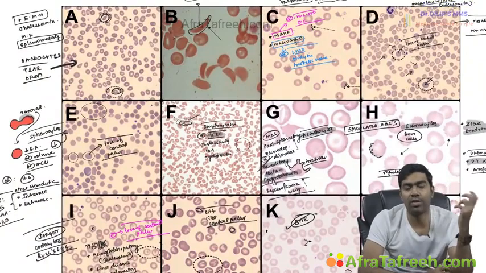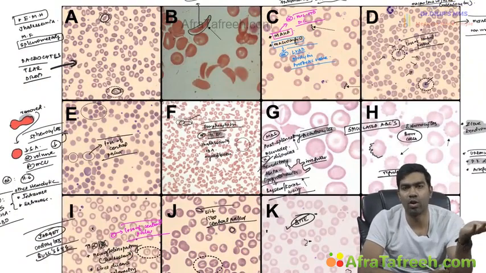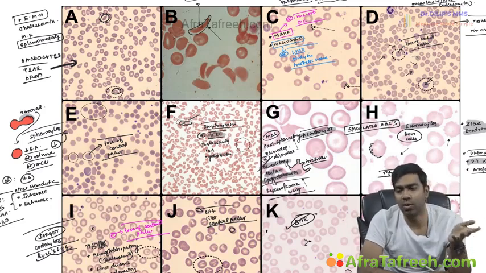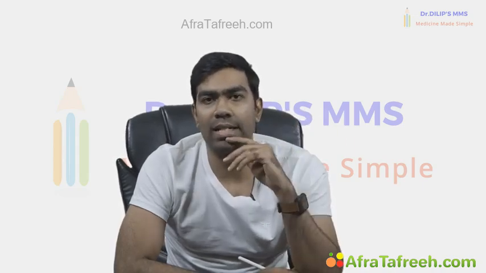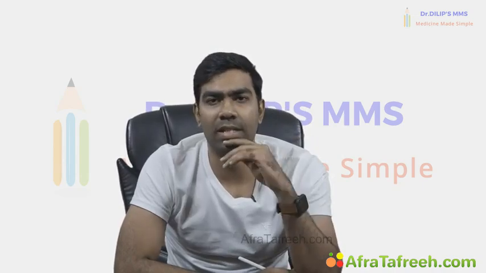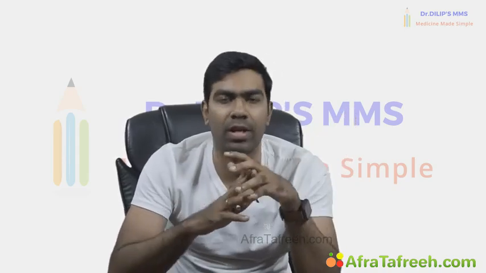So I showed you all these things. For example, I showed you the teardrop cells, the drepanocytes, sickle cells, spherocytes, elliptocytes, echinocytes, acanthocytes, then macrocytes. Then we have seen the target cells, the bite cells, blister cells. So many things we have seen. All these things are very important for your exams about dysmorphic RBCs.